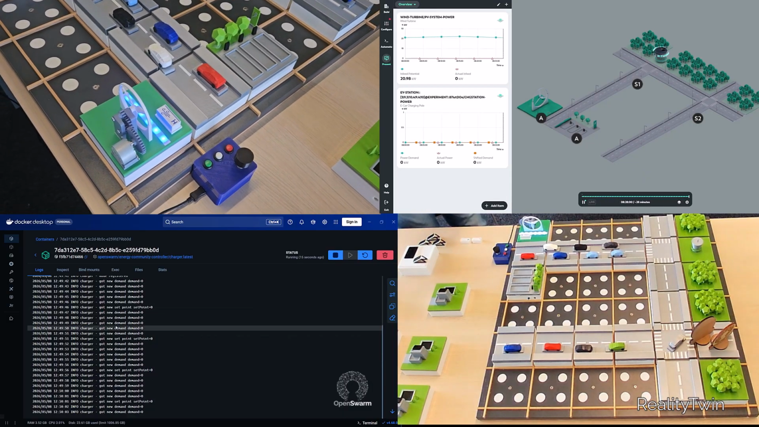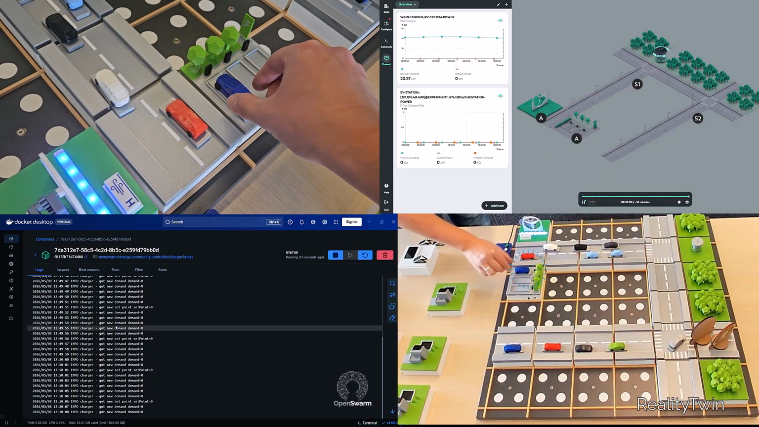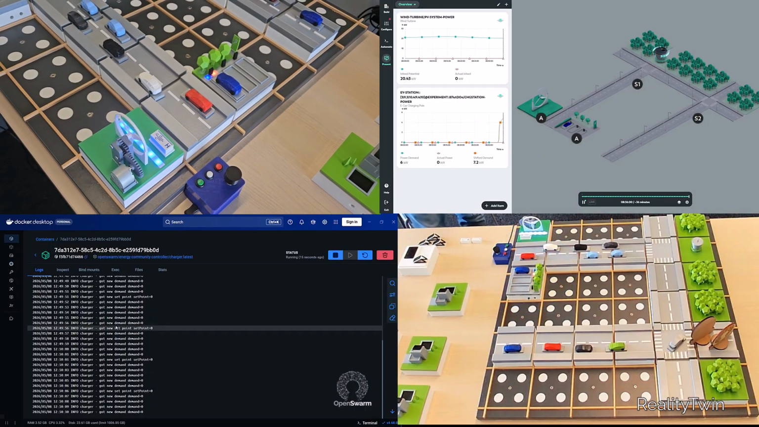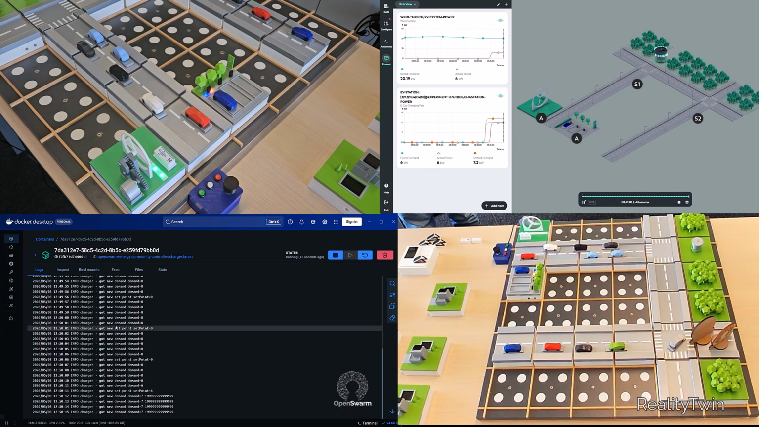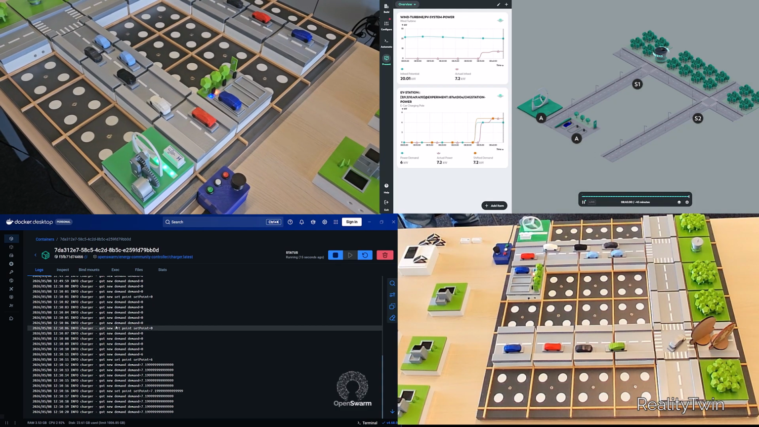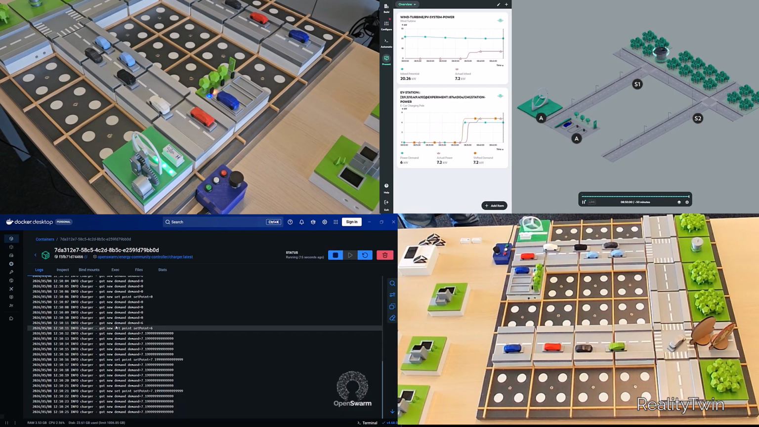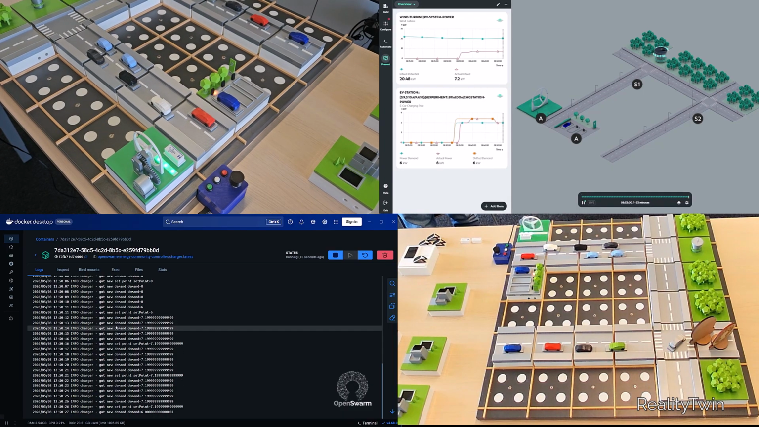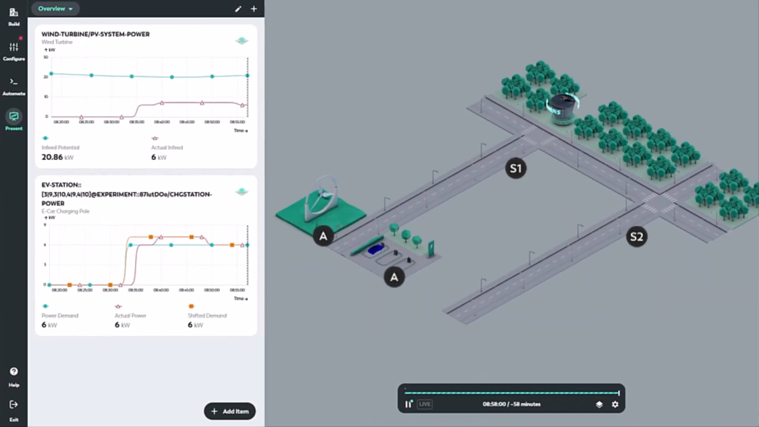So let's add a car, like this blue one, to the charging station, which will initiate a charging process, which can be observed on the one hand at the log of the node and also of the output power. And what we also can see is that the wind turbine now meets the demand of the charging station, but there's still more demand. It could produce more power for a later usage.